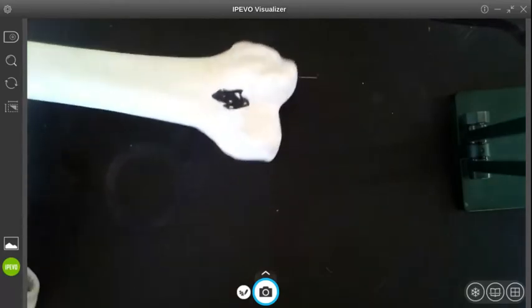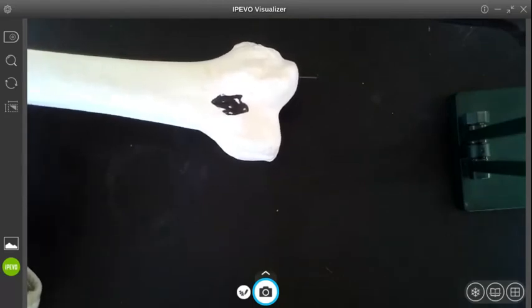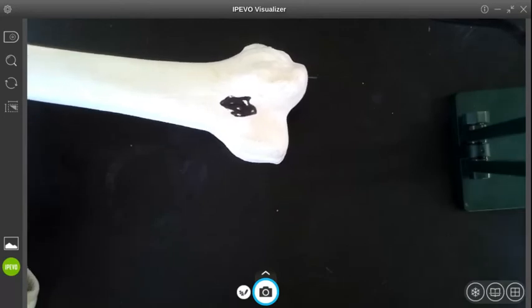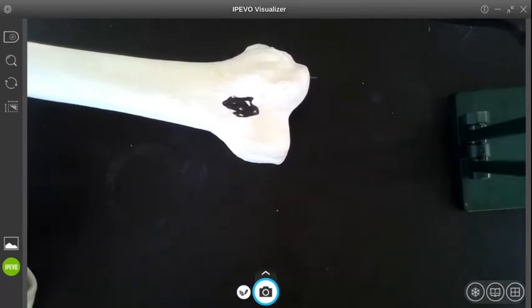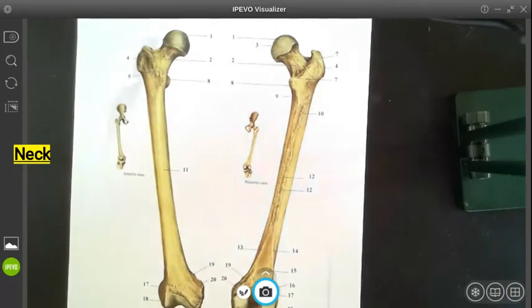If I flip it over to the front, the patella is actually located here, and that's the patellar region. So that is the patellar surface. So those are the main components of the femur itself that I want to go over. Now let's look at the picture itself. Number 1 is pointing at the head of the femur. Number 2 is pointing at the neck.